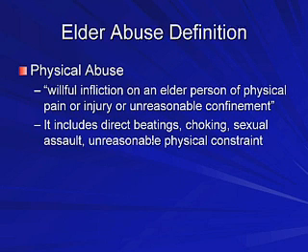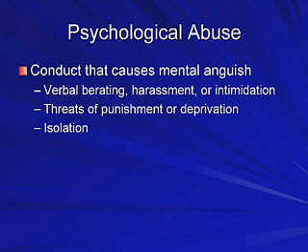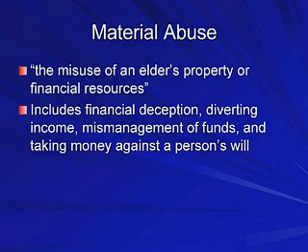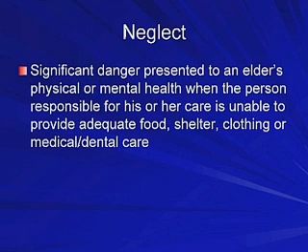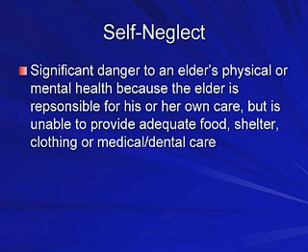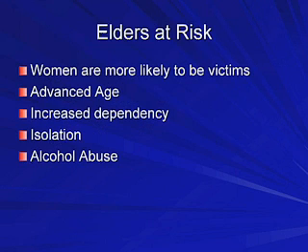What are the types of elder abuse? There are 5 types. We have physical abuse, psychological abuse, material abuse, which is the misuse of an elder's property or financial resources, neglect, where there's significant danger presented to an elder's physical or mental health when the person responsible for his or her health is unable to provide for them, and then also self-neglect, if the elder is unable to provide for themselves.